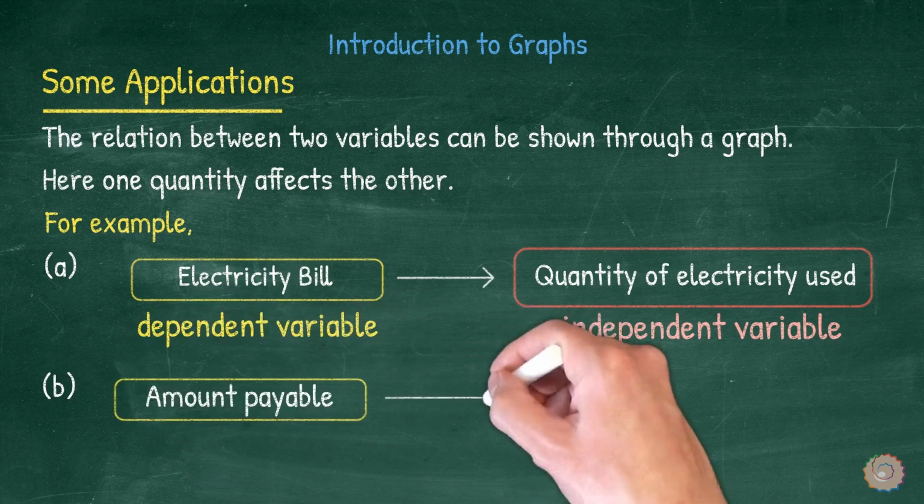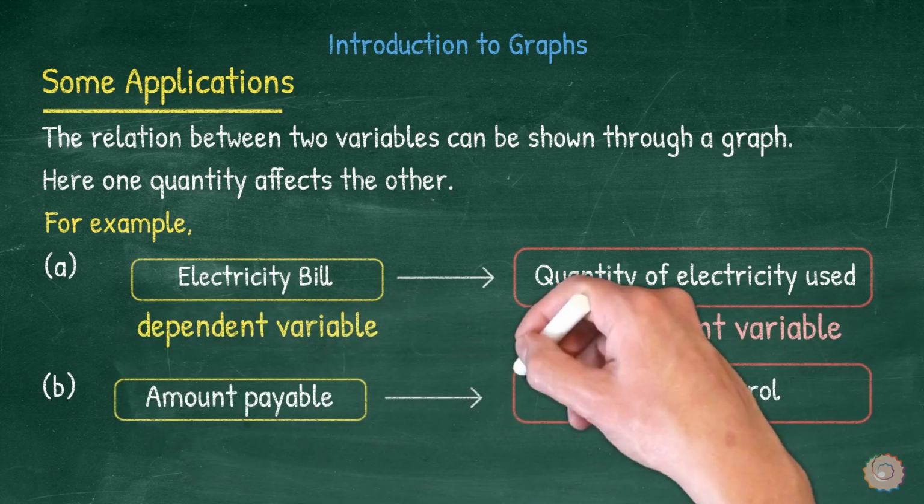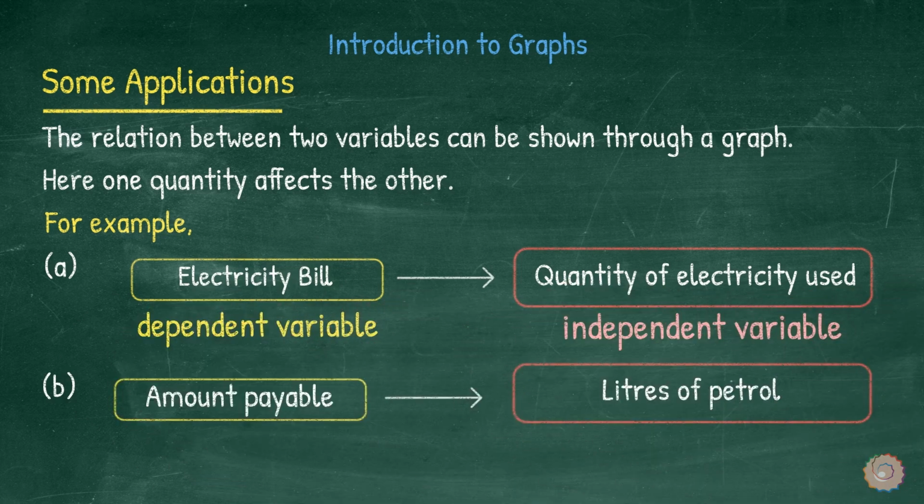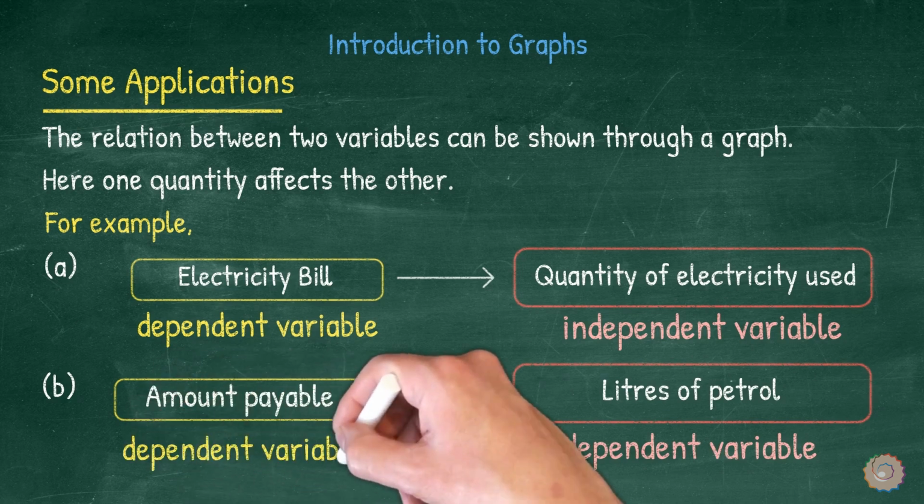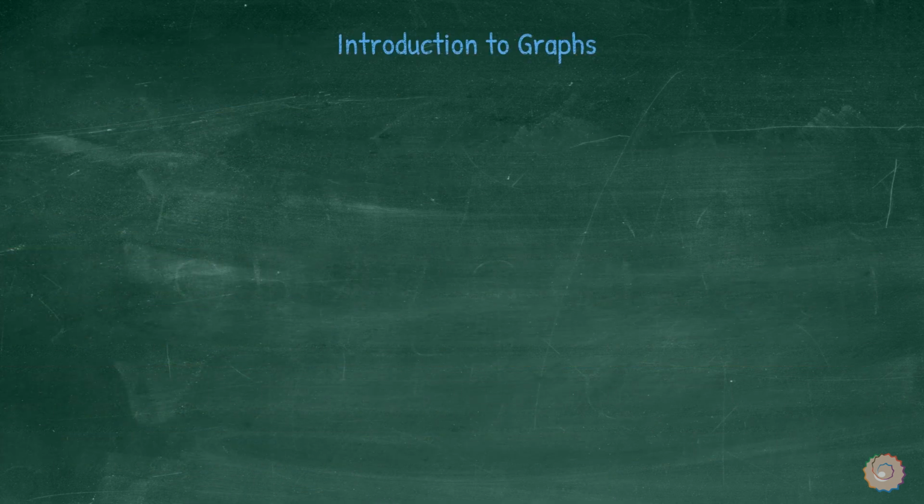B. The number of liters of petrol you buy to fill a car's petrol tank will decide the amount you have to pay. Here, number of liters of petrol is the independent variable and the bill amount is the dependent variable. Let's see some examples.